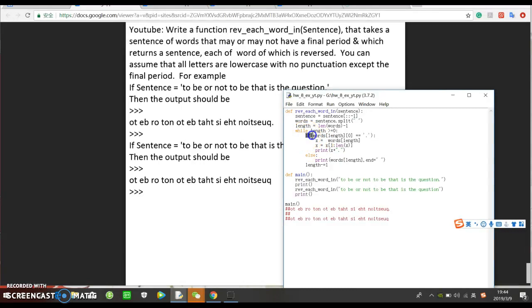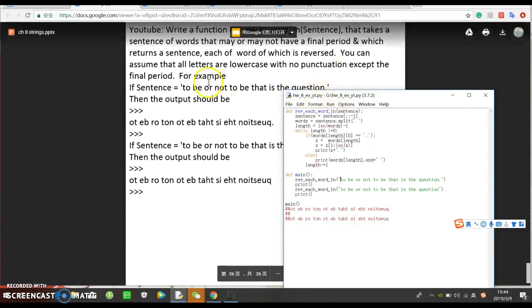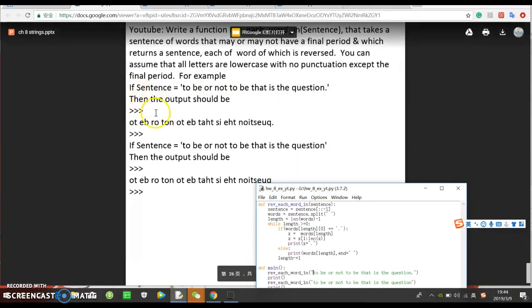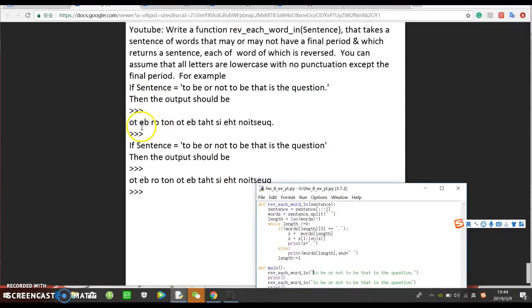and here's the condition. So if words[lines][0] is equal to the comma, the point, the words is equal, the x is equal to words[lines], and x is also equal to x[1:], comma, line, word, and then we just print out the x plus, and otherwise we just print, the lines is minus equal 1, and for the question we can see the output is like OTEBRO, something like this.